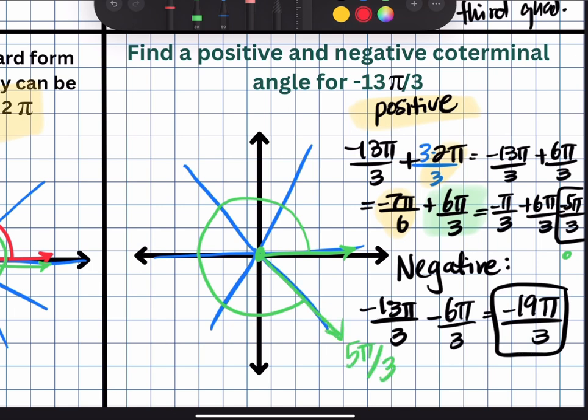And now we're going to travel in the negative direction, 19. Okay, so going down, I'm going to go 1, 2, 3, 4, 5, 6, 7, 8, 9, 10, 11, 12, 13, 14, 15, 16, 17, 18, 19. And as you can see, we end up on the same terminal side as 5 pi over 3. So we know we did everything correctly.